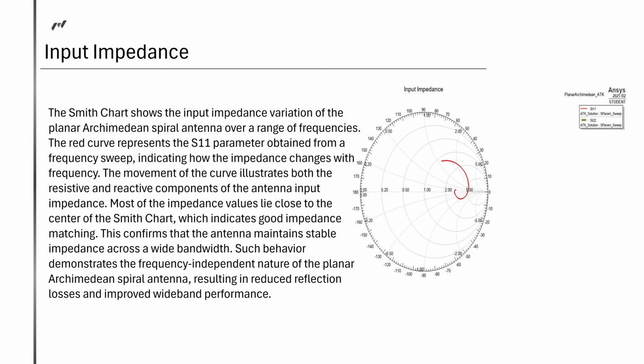This Smith chart shows how the input impedance of the planar Archimedean spiral varies with frequency. The red curve represents the S11 response from the frequency sweep, indicating changes in both resistive and reactive components. Since most of the curve stays close to the center of the chart, the antenna is well matched over a wide bandwidth. This smooth impedance variation confirms the frequency independent and wideband nature of the spiral antenna.